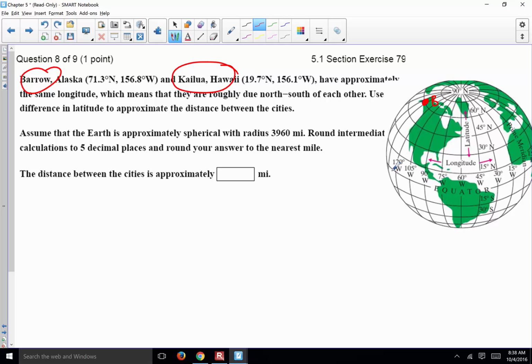And where is Hawaii? They didn't sketch it here, but it's somewhere here, a little up maybe. This is Kailua, K. This is B. What's great about these two locations is they are almost on the same longitude. Look at these amounts. They're a little bit off, but we can round it off as being the same. So they're asking for this distance, find this distance.